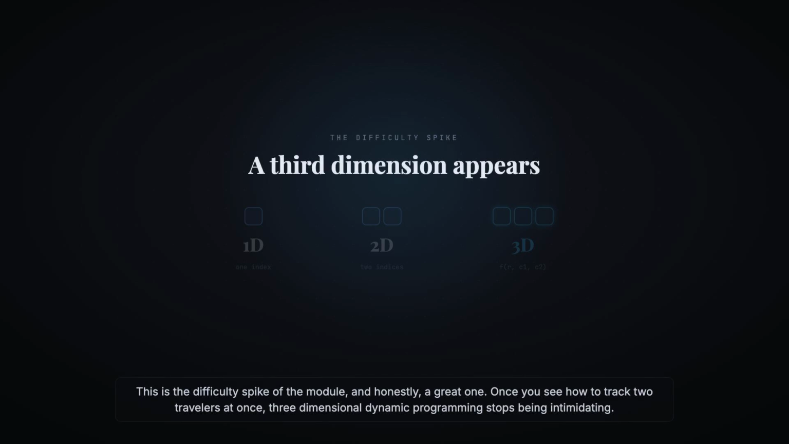This is the difficulty spike of the module, and honestly, a great one. Once you see how to track two travelers at once, three-dimensional dynamic programming stops being intimidating.